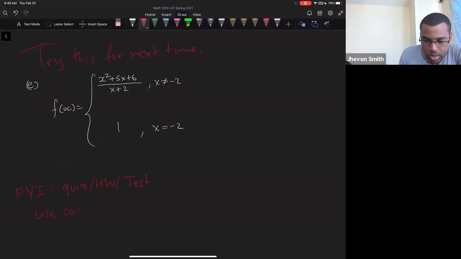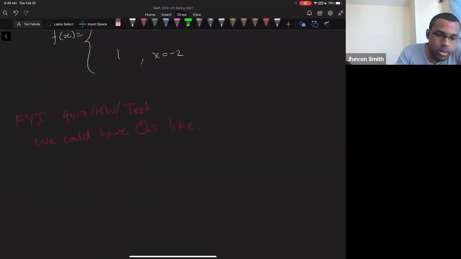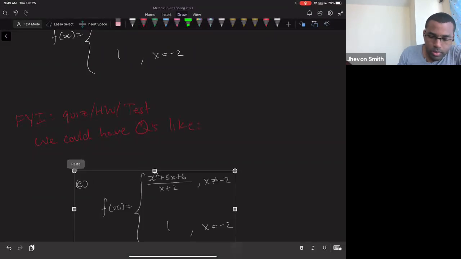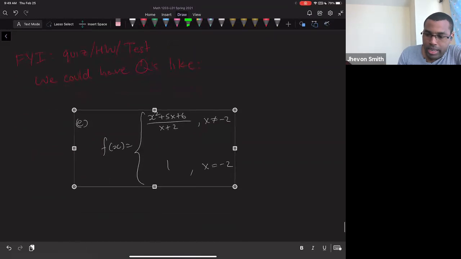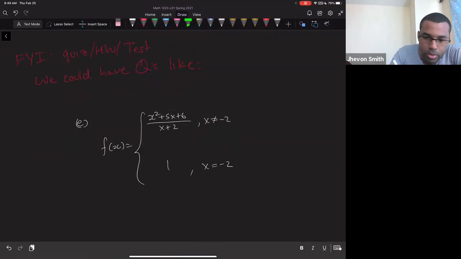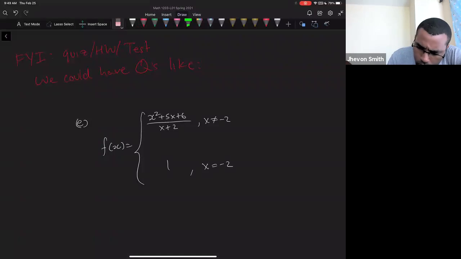We could have questions like, so we can get a little bit more abstract. I can ask a question something like this. So instead of putting the 6 here, I could put a letter K. And then I can ask, what does K need to be so that this is continuous everywhere, for example?